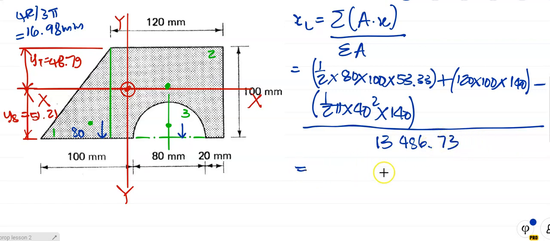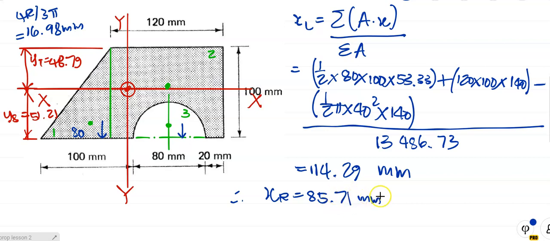Is equal to, right, and get the distance in millimeters, do the calculation, and check your calculation against mine. And the answer I get is 114.29. Check my answer against your answer. Okay. So therefore, x right is equal to the full width of the section, which is 200. Take it away from there, and you get 85.71 millimeters. There we go.